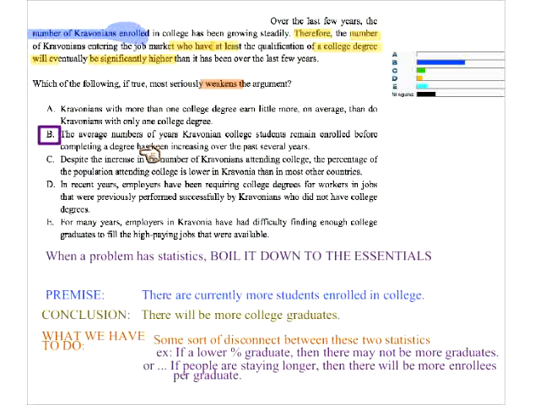Notice that the other choices just don't treat the issue here. So if you picked another answer to this problem, then what that means is that you're not boiling it down to the essentials of the problem. Instead, what you're doing is you're kind of getting lost.